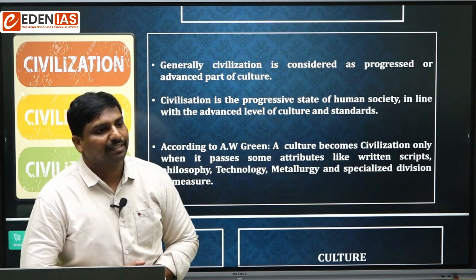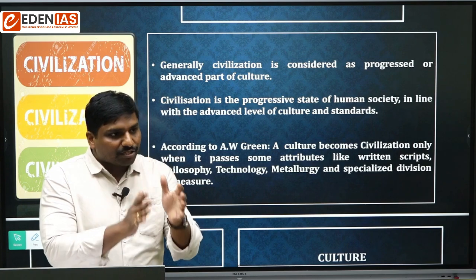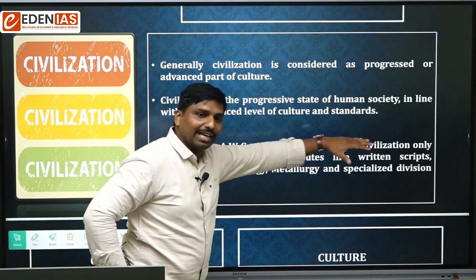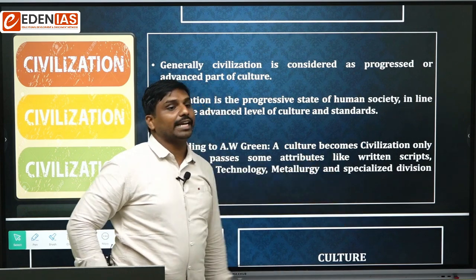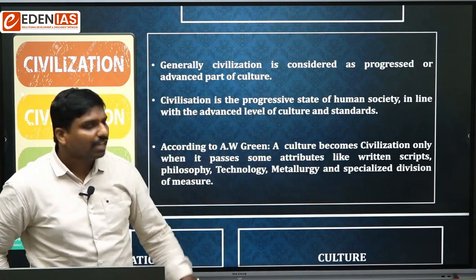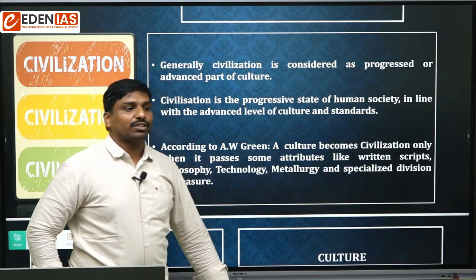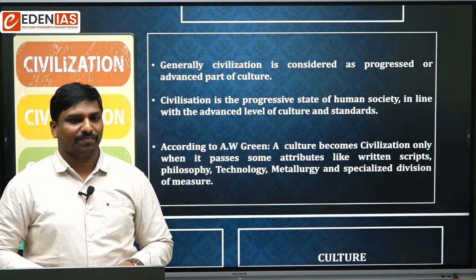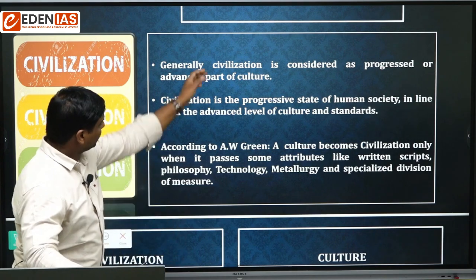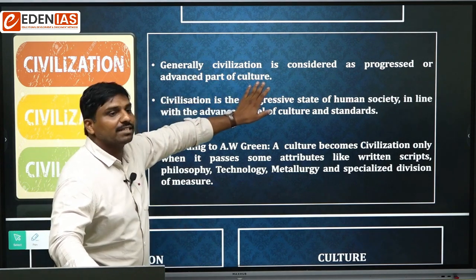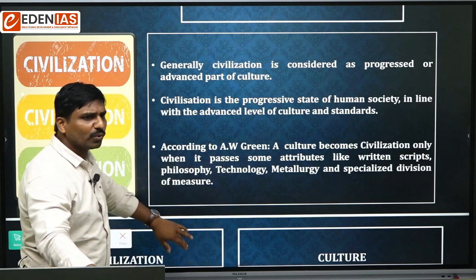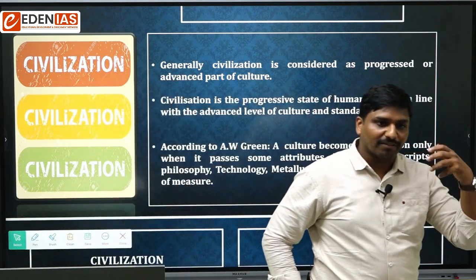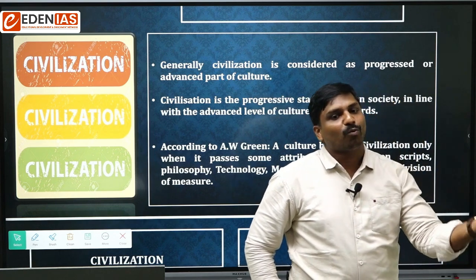So likewise, when a culture has to be called a civilization, it needs to have some special attributes like these things. That's what A.W. Green has said. That means an advanced form of society should be there with advanced aspects. That's how we can define civilization. Okay, in simple manner, can you recollect? Culture is what we are and civilization is what we have.